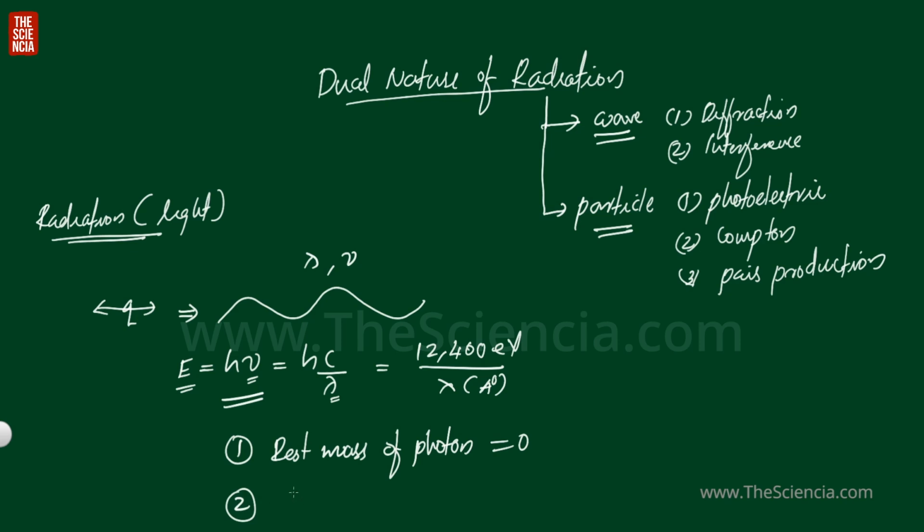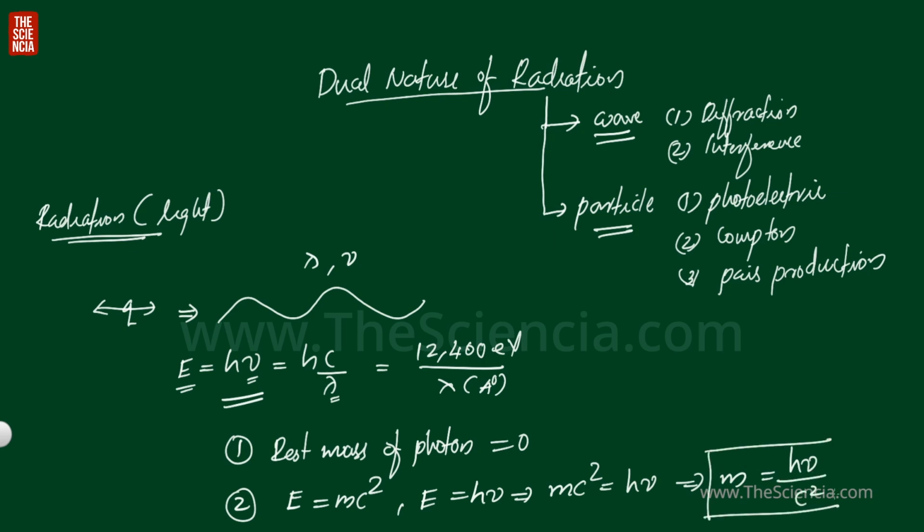And what is that mass and how can we find it out? We have two relations. One is Einstein's famous relation E equal to mc square, and we know another energy relation, that is E equal to h nu. So we can equate mc square is equal to h nu. Therefore, we can find out the mass of the photon, that is m is equal to h nu by c square. So the rest mass of a photon is 0, and when it is in motion, the mass will be h nu by c square.